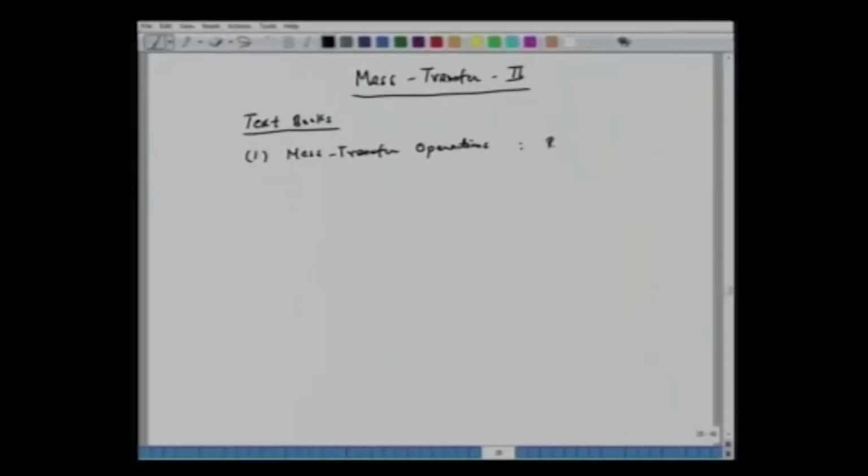The author is R.E. Treybal. It's a very popular book in chemical engineering. It's a McGraw-Hill publication. Third edition should be available, 1980. So we will have most of the lectures covered from this textbook. There is another very good book by the Indian author B.K. Datta. This book is also available from Prentice Hall of India.